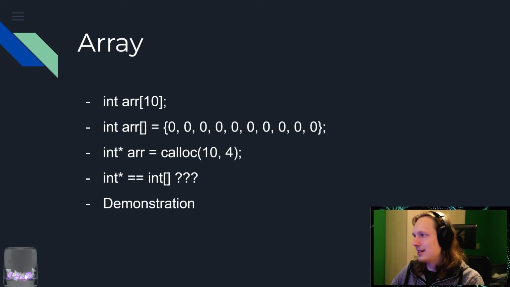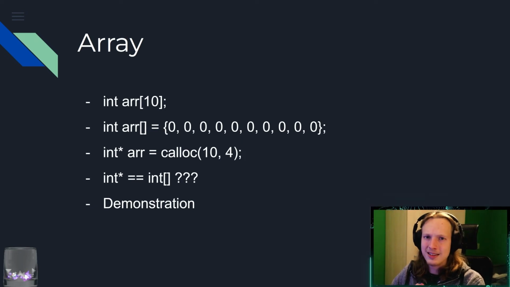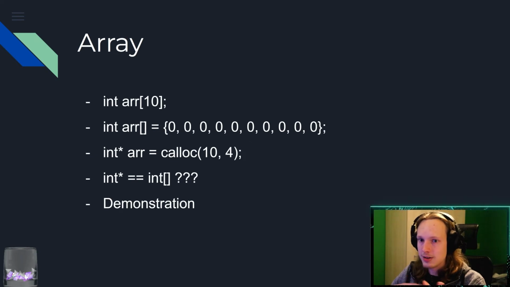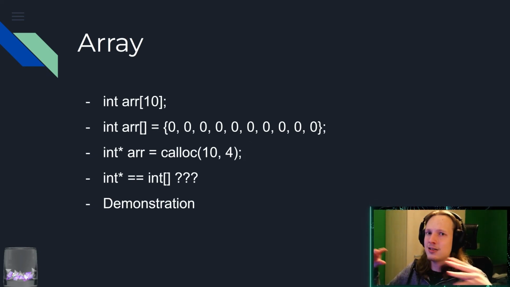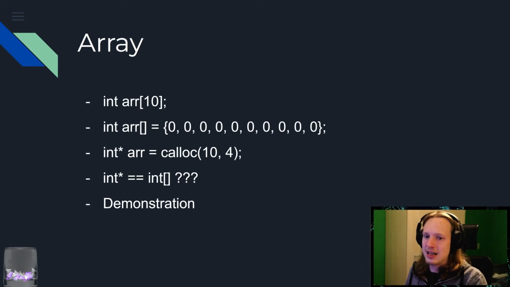So arrays. Arrays are also a bit different than how they work in C# or Java. In C# and Java, they are classes, they're objects. So they're not just normal value types, they are reference types in those languages. And basically they encompass the functionality that the C array gives you.